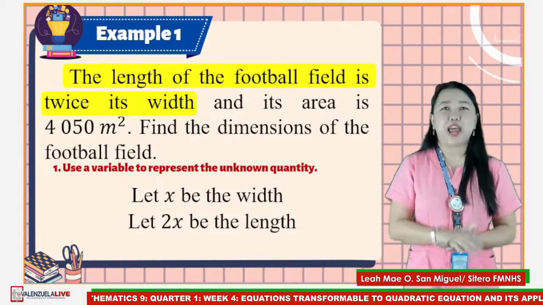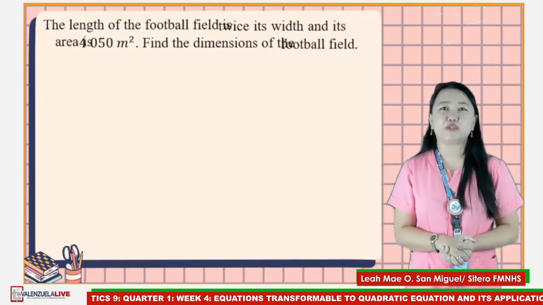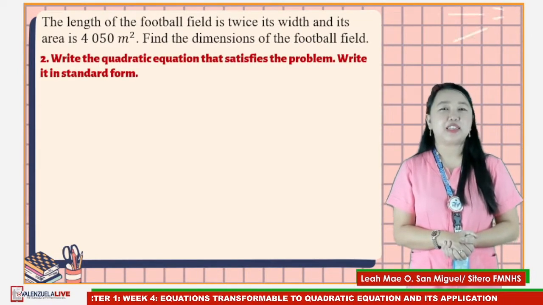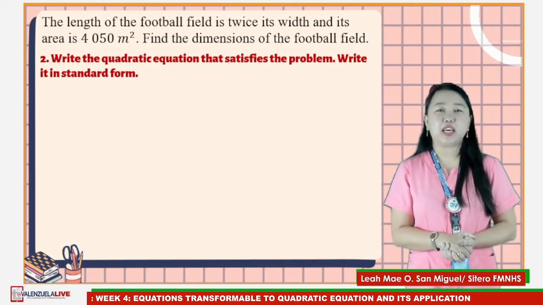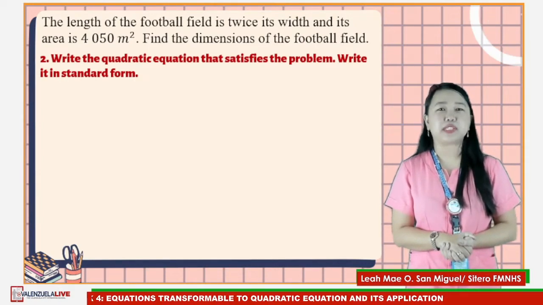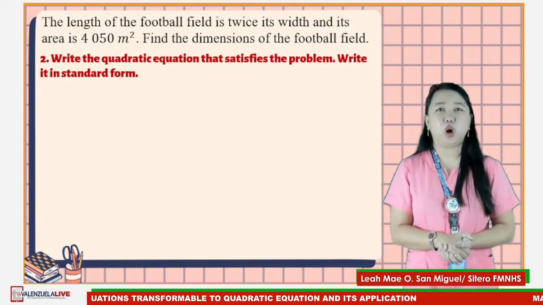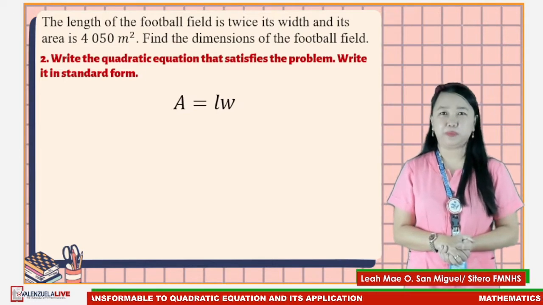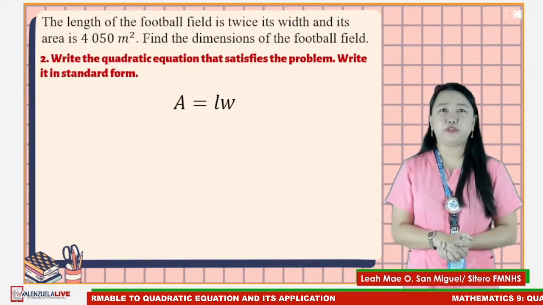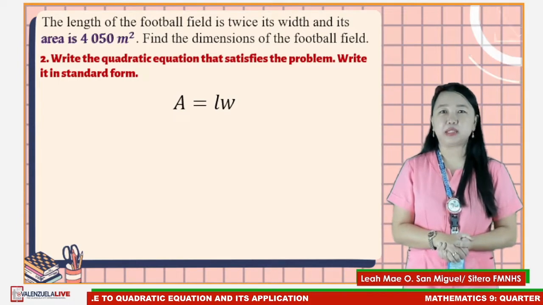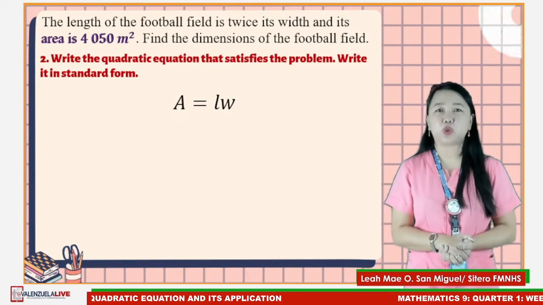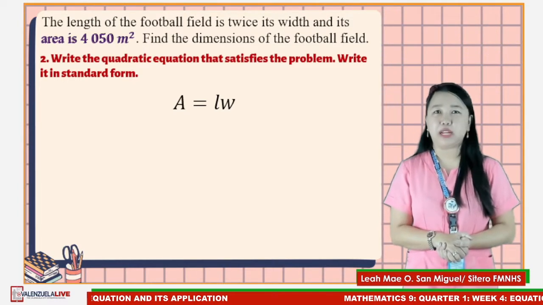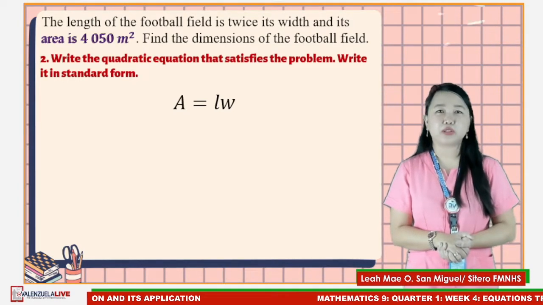Second step, write the quadratic equation that satisfies the problem and write it in standard form. The area A of a rectangle is obtained by getting the product of its length L and width W. In symbols, A is equal to LW. The area of the football field referred to in the problem is 4,050 square meters. This means that the product of the length and the width is 4,050.